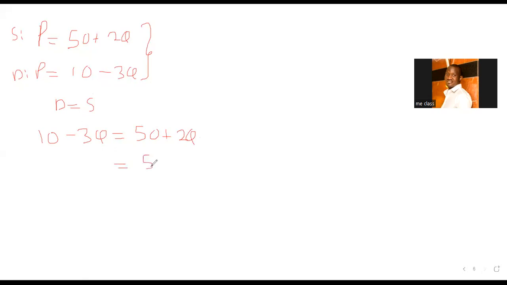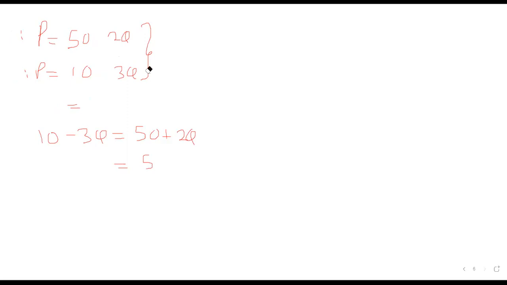This 50 will be here. This is supposed to be plus, and this is supposed to be minus. Let's swap the signs. So this is supposed to be what? Minus, and this is plus.